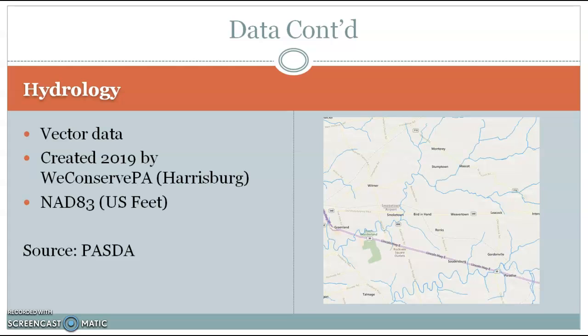To delineate the streams, I used this 2019 hydrology file. Notice that not all the data were in common coordinate systems, but I was careful to project all the data to NAD 1983 state plane with US feet for the units.